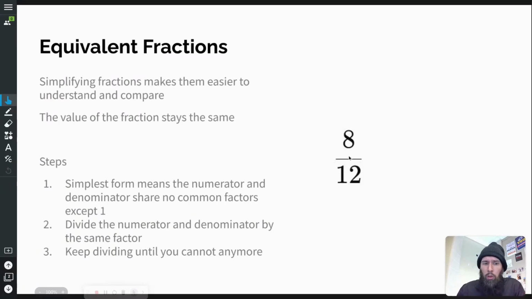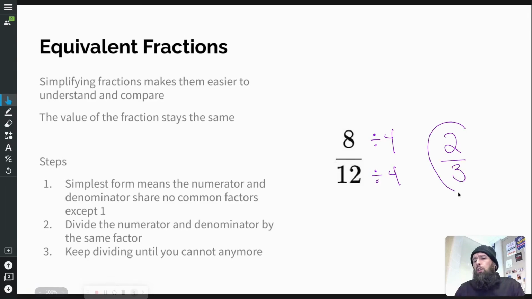And what you want to try to do is divide the numerator and denominator by the same large factor. What number can I divide both of these by? Well, I could divide them both by 2, but you know what else? I can divide them both by 4. I can't divide them both by anything bigger than that. So I'm going to divide the 8 by 4, and I'm going to divide the 12 by 4. 8 divided by 4 is 2. 12 divided by 4 is 3, and 8 over 12 is the same as 2 over 3.